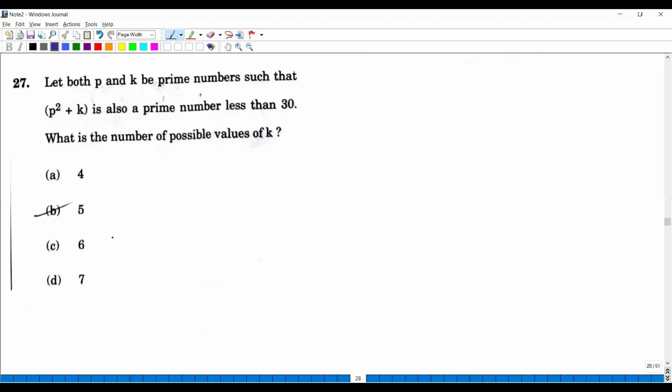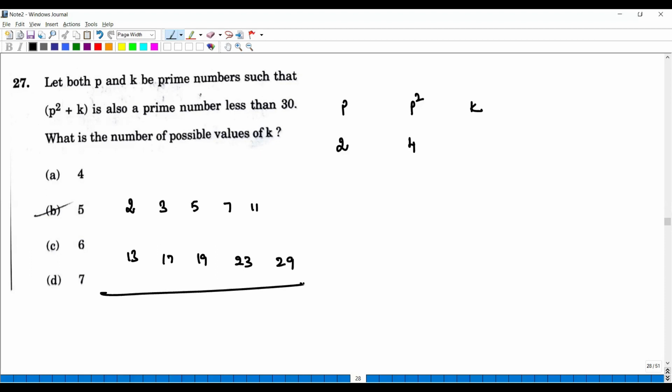Let both p and k be prime numbers such that p square plus k is also a prime number less than 30. What is the number of possible values of k? If you take p, what is p square and what is the value of k? Suppose p is 2, p square is 4. P and k both are prime numbers and p square plus k is also a prime number. So we know the primes less than 30: 2, 3, 5, 7, 11, 13, 17, 19, 23, 29. These are the prime numbers we have.